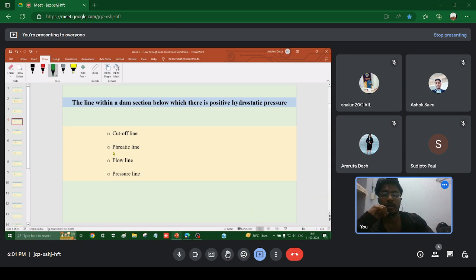No one? It is called the phreatic line, isn't it? The line within a dam section below which there is positive hydrostatic pressure is called the top flow line or the phreatic line. That is the line which starts the flow of water into the dam section. Above that, water is not flowing, and hence hydrostatic pressure is positive only below this phreatic line. Clear?